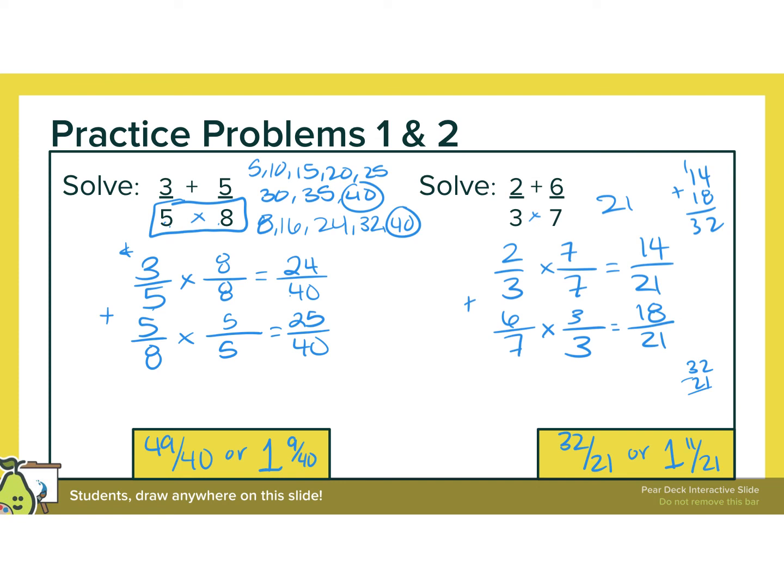If you were typing a mixed number on your exit ticket, type it like this: 1 space and then your fraction, okay? That way, you know it'll get marked correct. If you don't put a space, it'll mark it wrong. Try practice problems 3 and 4 and then watch the video to see how you did.